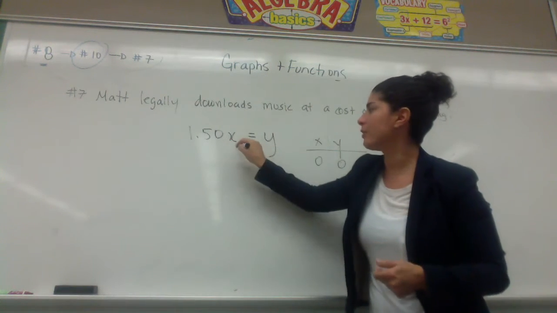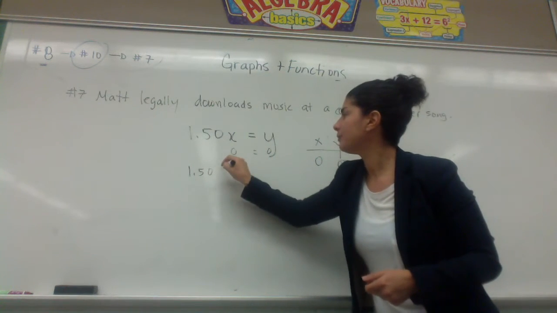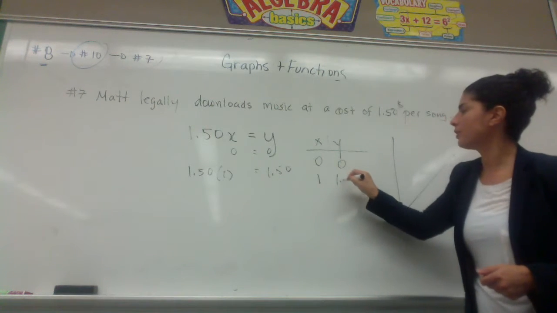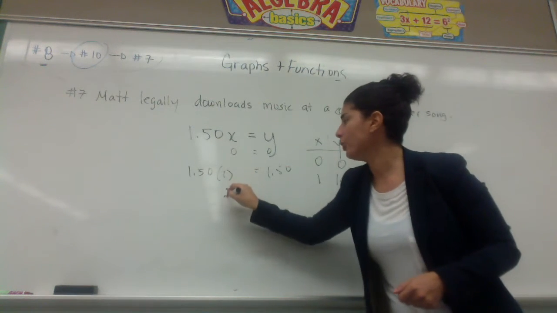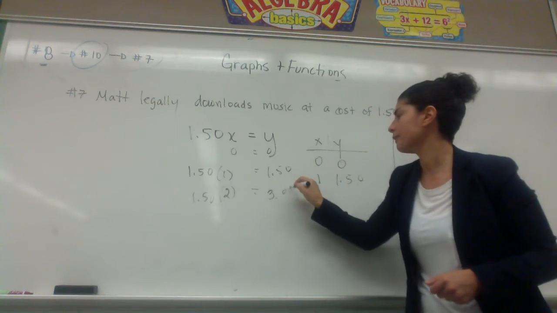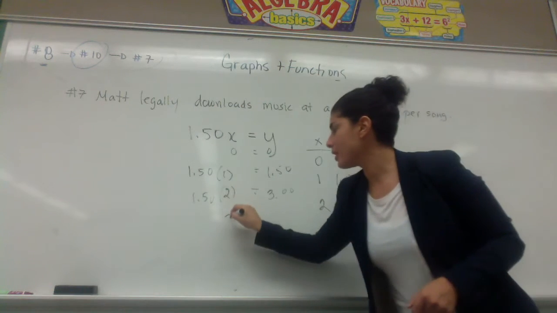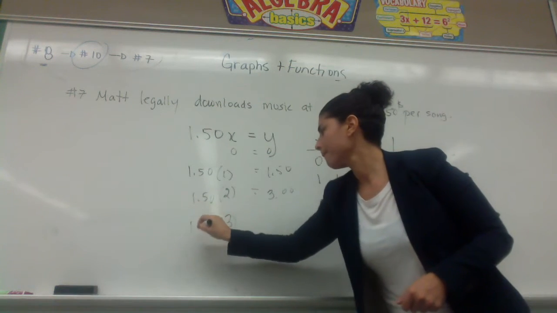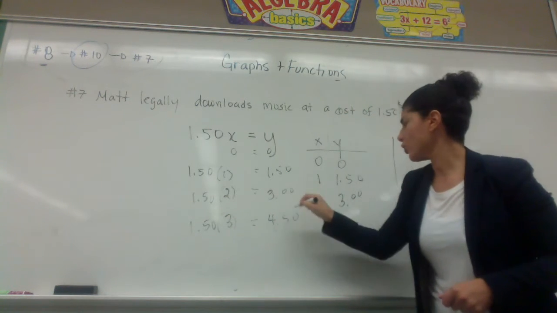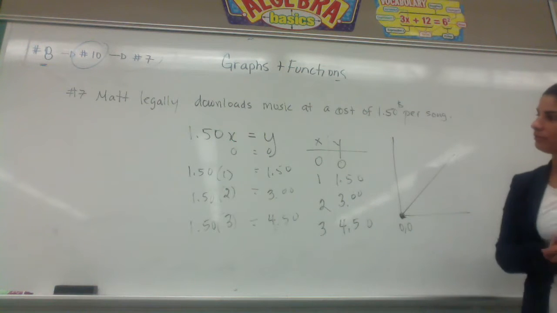So how much at 0? 0. How much at 1? $1.50. So at 1, it's $1.50. At 2, so 2 songs cost me $3. How much does 3 songs cost me? $4.50. And so on and so forth.